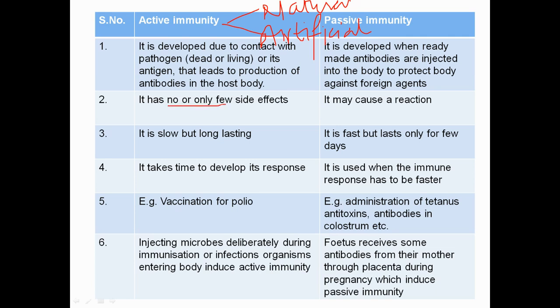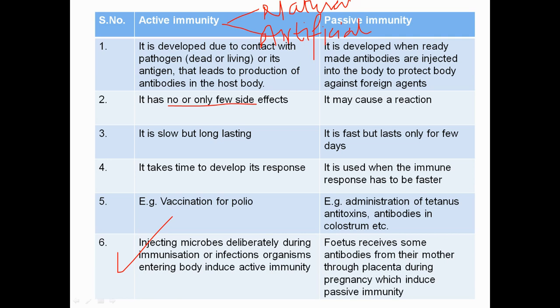It has no or only a few side effects. It is slow but long lasting, as you know. It is going to develop memory cells as well. It takes time to get its response. Examples are vaccination for polio or hepatitis A, injecting microbes deliberately during immunization. That's what I'm talking about: artificial. Deliberately, we inject with the help of a vaccine, and that also creates active immunity.